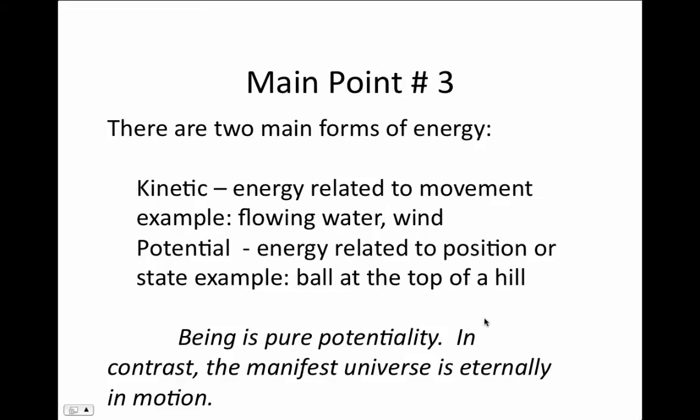Now, potential energy is related to the position or state of the system. So, for example, a ball that's at the top of the hill that could roll down the hill, that ball isn't rolling down the hill, but has the potential to do that. So it has inherent in it potential energy because of its position in the gravitational field. So again, hundreds of different types of energy, but two main forms, kinetic and potential energy.